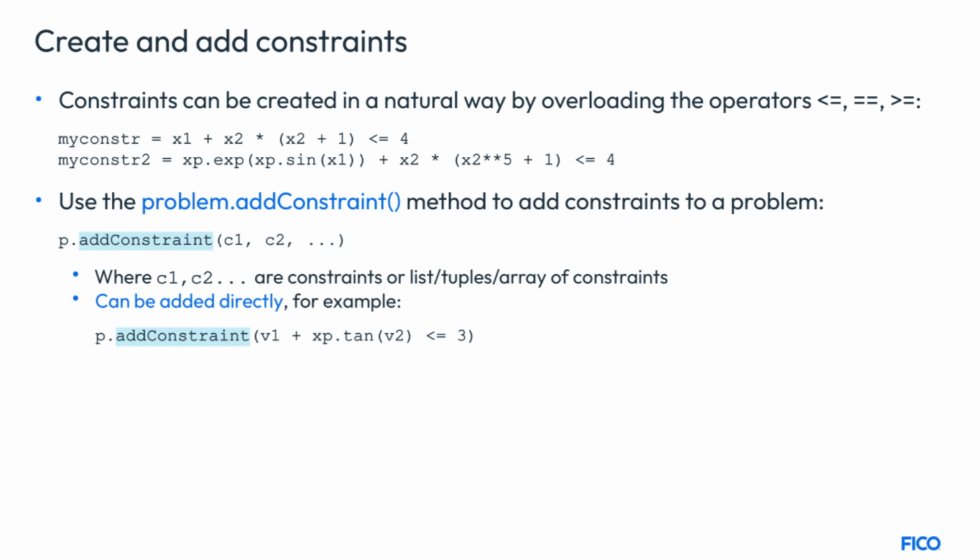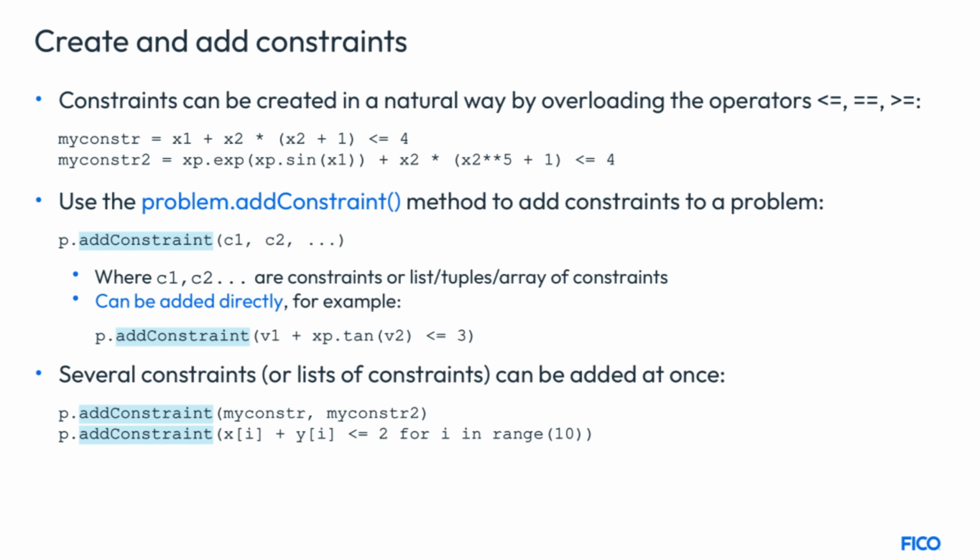Create constraints in a natural way by overloading the less than or equal, and greater than or equal operators in their definition, such as in the examples shown. It is possible to add a new constraint by passing the full form expression directly as an argument to p.addConstraint, either as a single constraint or a list of constraints. To add several constraints to the problem with one call, simply pass those constraint objects as arguments in p.addConstraint. Each argument can also be a list, tuple, or array of constraints.